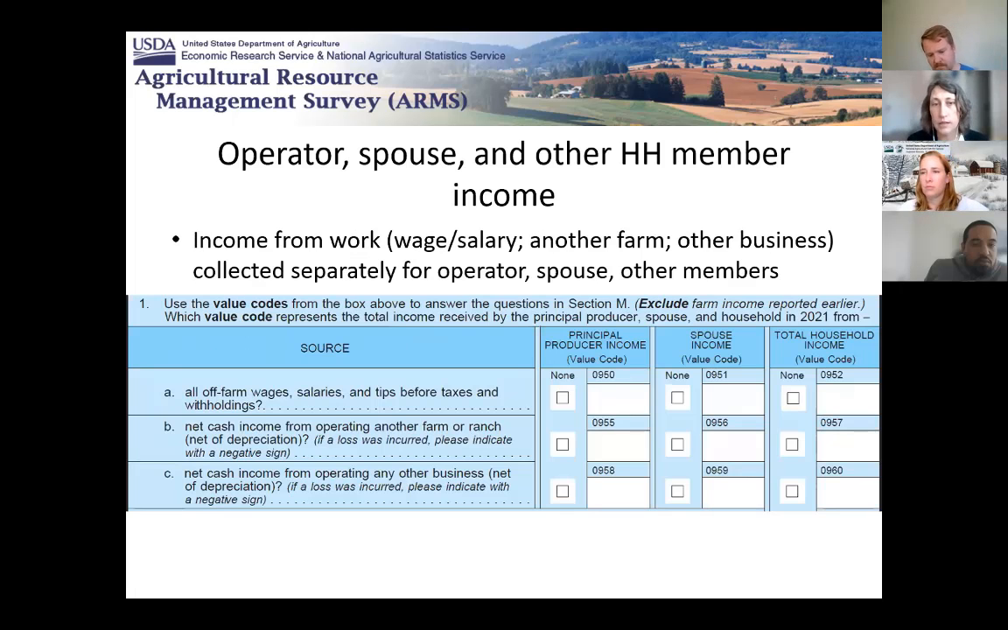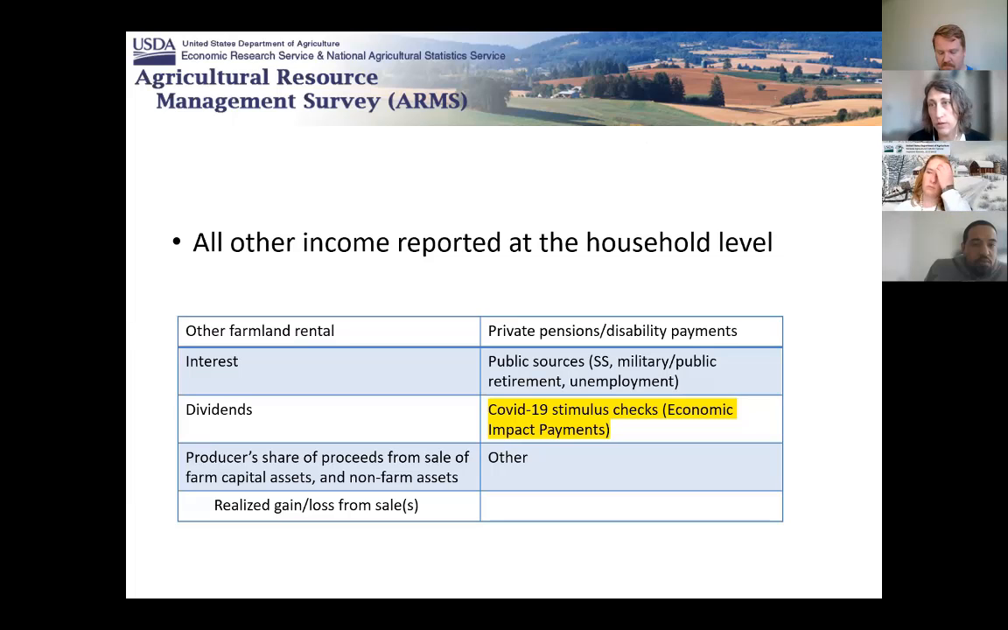I want to point out that this section hasn't changed from last year. Last year we did add something that I'll point out again that we've continued this year. But this is the one place where we ask the principal producer, the spouse, and other household members to report their earnings separately, so that we can quantify those separately. And that's all off-farm wages and salaries, net cash income from operating another farm or ranch, and net cash income from operating any other business. So we ask for those to be separated by the different household members. And again, the value codes are used. All other income is reported at the household level. So people add up individual amounts and report those there.